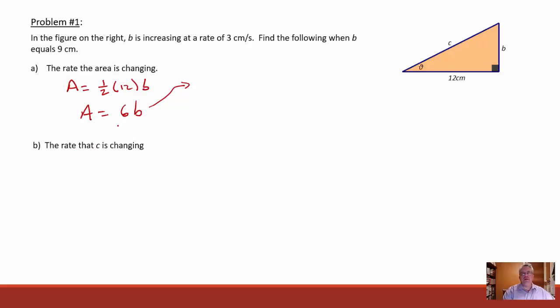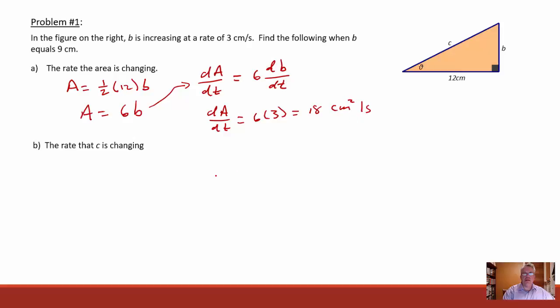And we take the derivative of the equation with respect to time. So we get dA/dt equals 6 times dB/dt. I think this is the easiest one we've done so far. Well, B is changing at a rate of 3 centimeters per second, so that's 3. So we get dA/dt equals 6 times 3, which is 18, and the units would be centimeters squared per second. Okay, so that wasn't so bad.